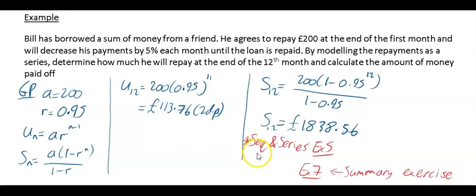Okay, you're now ready to do sequence and series exercise 5, and sequence and series exercise 7 is a summary exercise of everything you've done.